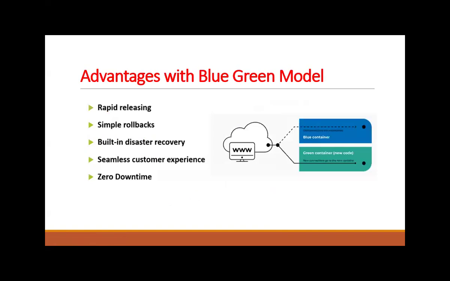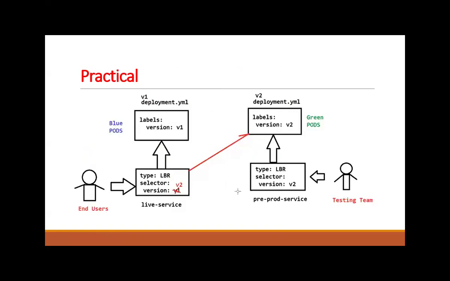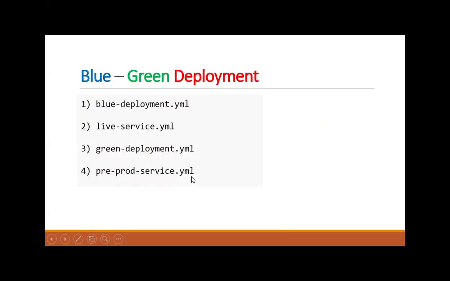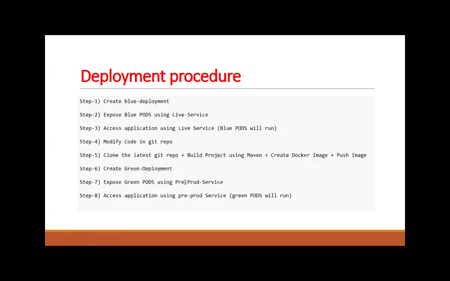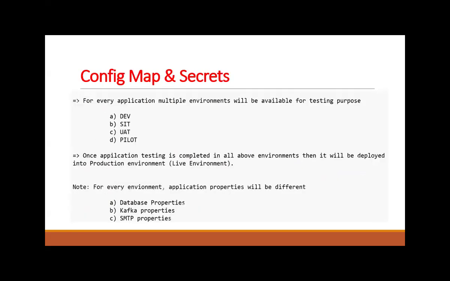So the advantages of the blue-green model: rapid releasing, simple rollbacks, built-in disaster recovery, seamless customer experience, and zero downtime. The practical you already know, right? A blue-green deployment. The deployment procedure: create a blue deployment, expose the pods using a live service, etc. So this is the blue-green deployment.